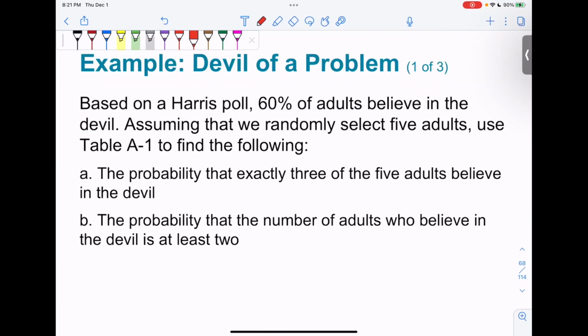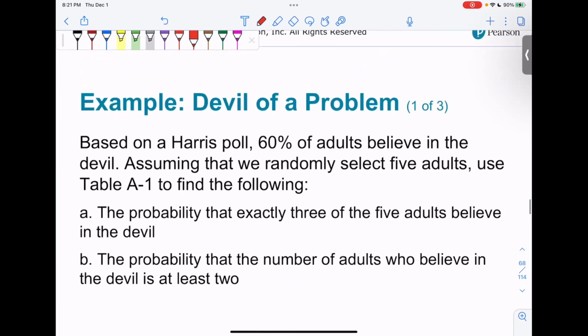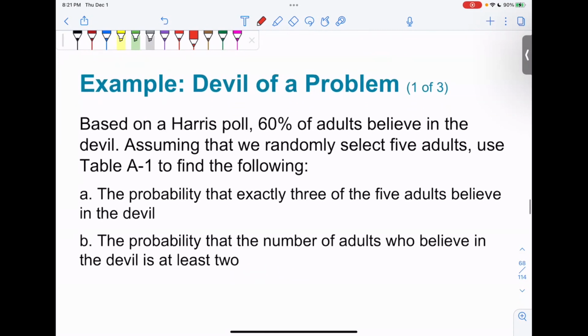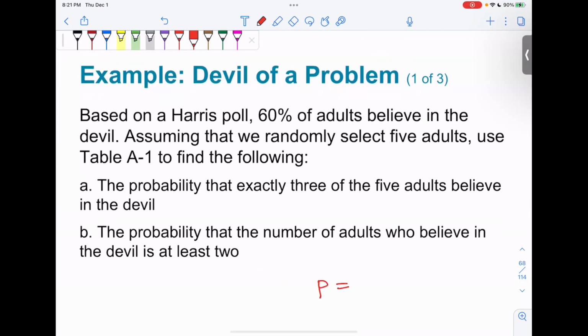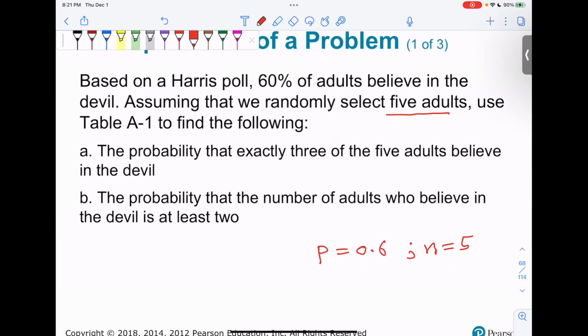Now, in this example we have p equal to 0.6, because here 60% of adults believe in the devil. Assuming that we randomly selected 5, so now n equal to 5, which is a fixed number. Use table A to find the following. The probability that exactly 3, so the first one, probability X equal to 3.